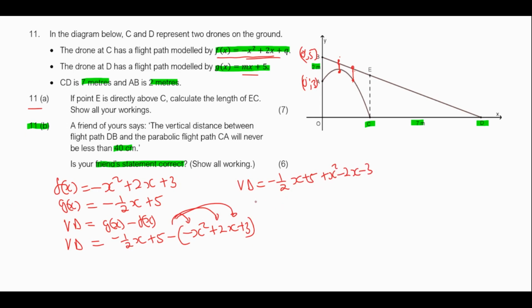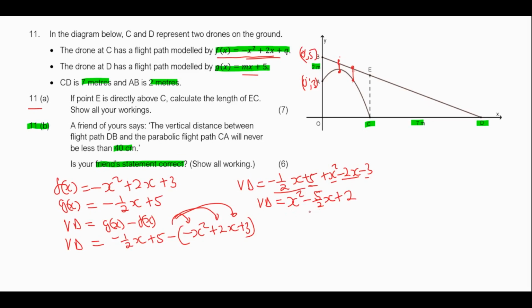Let's simplify this. So vertical distance is equal to, let's start with x squared. We have x squared. And then negative 1 over 2 x minus 2x, that is negative 5 over 2 x. And then 5 minus 3, that is 2. This is the vertical distance between f of x and g of x in terms of x.